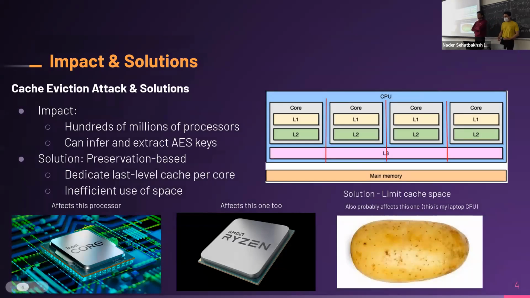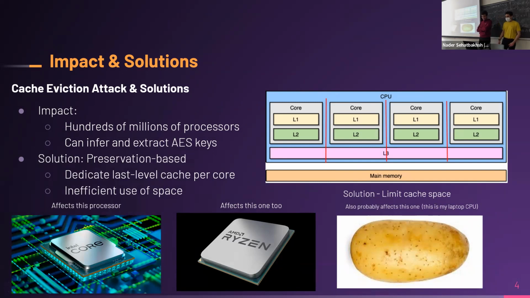And then the impact of this attack and potential solutions. Hundreds of millions of processors are affected by this attack. Pretty much any processor that has a last level cache that's shared between cores and has multiple cores is affected by it. And the attack is actually pretty devastating. An attacker can use this method to infer and extract AES keys. So this attack is both widespread and dangerous, and we really want to find a good solution to this problem.